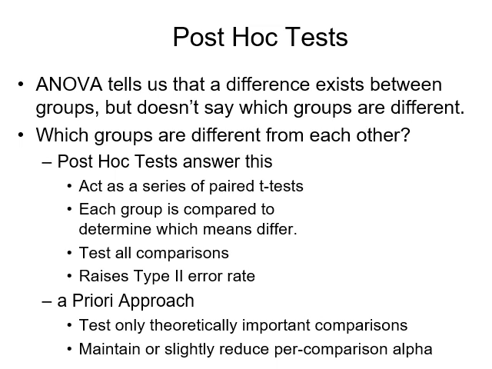The first technique we can do is a post hoc test. It basically acts as a series of paired t-tests. Each group is compared to determine which means differ. It tests all comparisons, and it does raise the type 2 error rate a little bit. So in other words, we are basically taking a little bit of a pass, we've been given permission to go looking for the differences now.